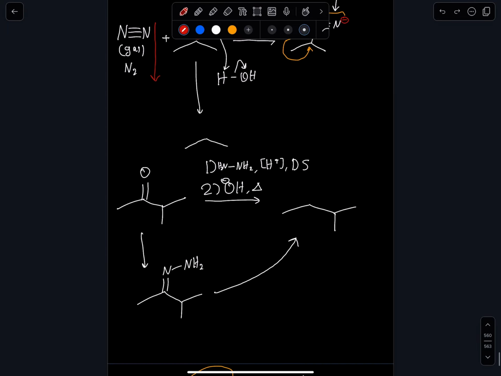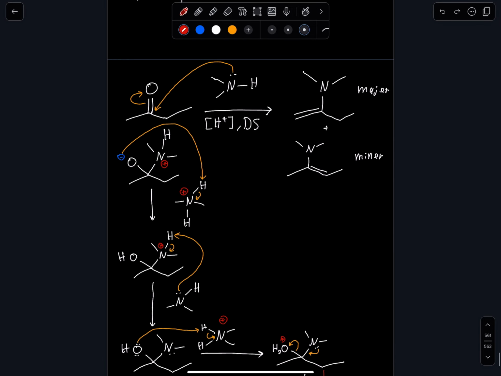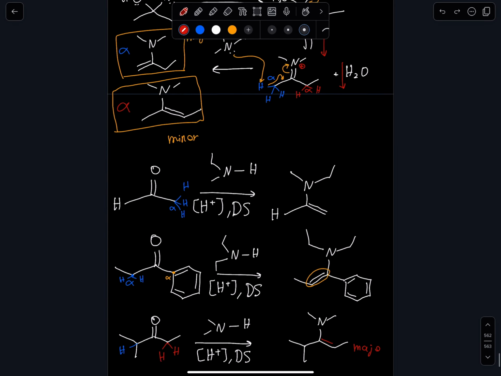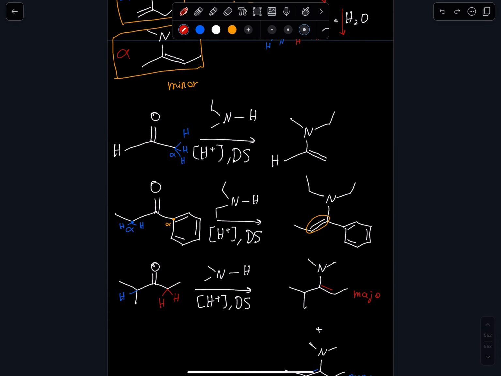And then when you have secondary amines, you will form a major product where the double bond is between the carbonyl carbon and the alpha carbon with more protons. This one has 3, and then this one only has 2, so it's a minor product. And that's basically the whole thing with nitrogen nucleophiles.